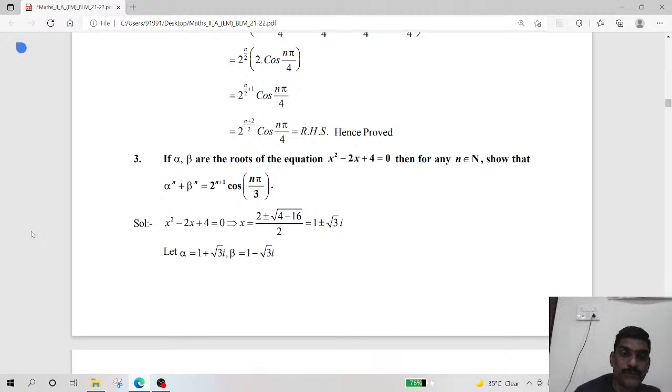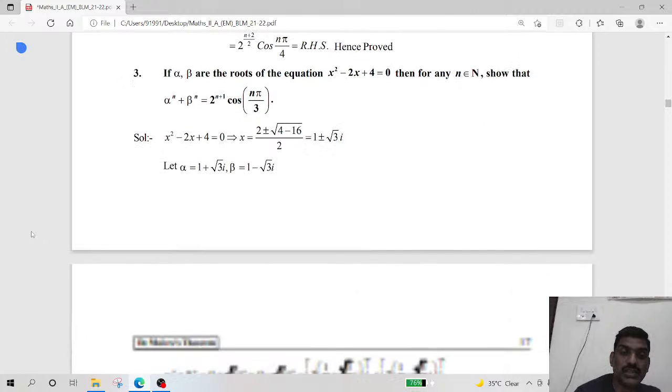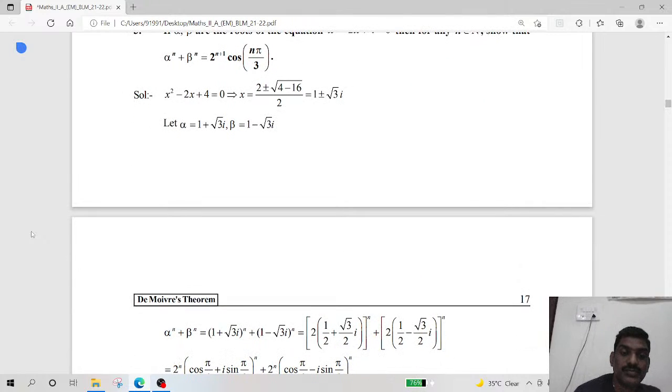And then we can try to find out, if we calculate the alpha value, exactly what we are getting is 1 plus root 3i, and the beta value, 1 minus root 3i. Alpha power n plus beta power n means 1 plus root 3i whole power n, 1 minus root 3i whole power n. Multiply and divide with 2.